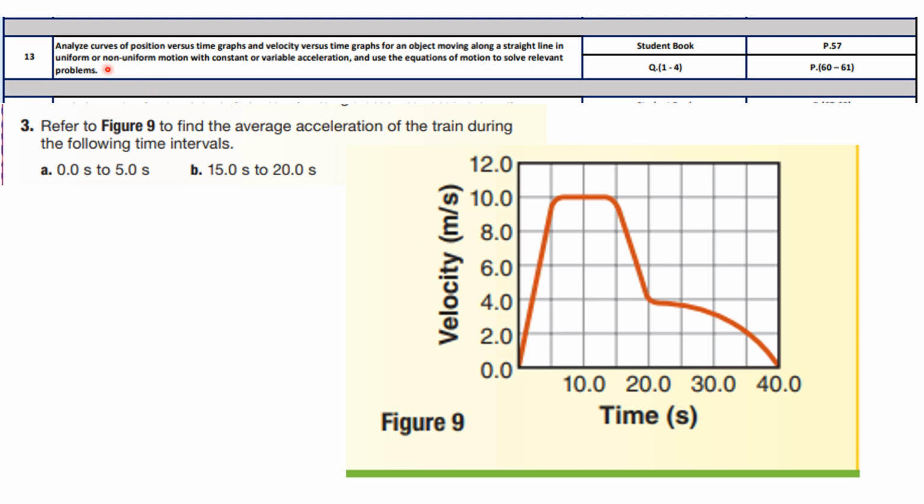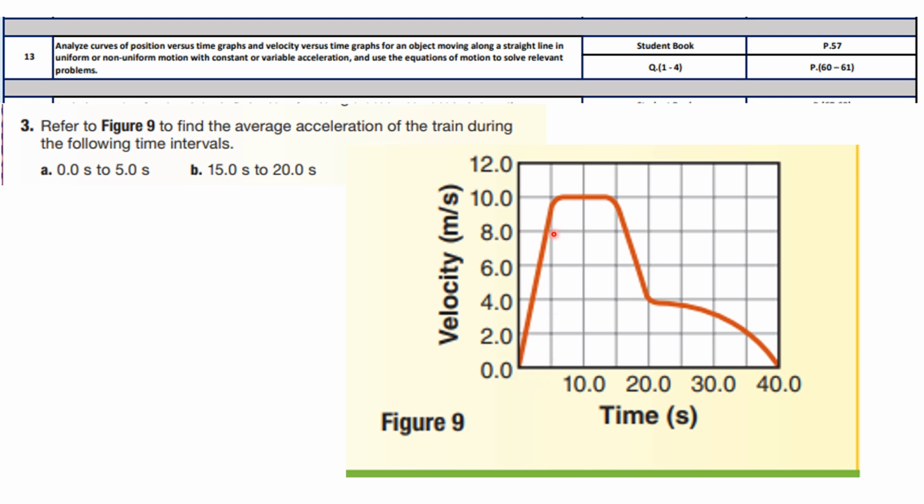Okay, here, analyze a curve of position versus time graph and velocity versus time graph for an object moving along a straight line in uniform or non-uniform motion with a constant or variable acceleration. Here, use the velocity-time graph from question 3, figure 9, to find the average acceleration of the train during the following intervals: from 0 to 5 seconds. So this is 0. Where is 5 seconds?